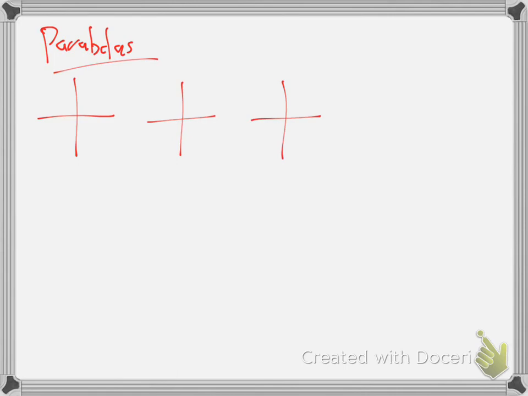The tricky part with parabolas, they can go 4 different directions. They're the hardest. 10.2 is the hardest. 10.3 and 10.4 are a little easier. So parabolas can go 4 ways. They can go up, down, right, and left. And the equations are different depending on which way they go.